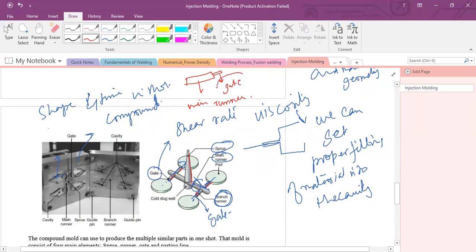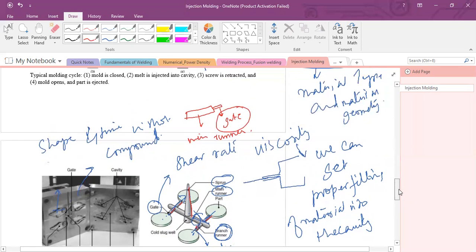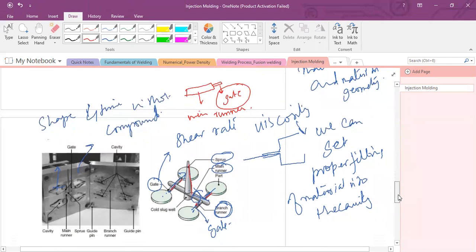The gate is used to increase the shearing rate of the molten material, or the polymer melt, which reduces the viscosity of the polymer material, and we get proper filling. Due to proper filling, we can prevent our part from shrinkage and distortion.